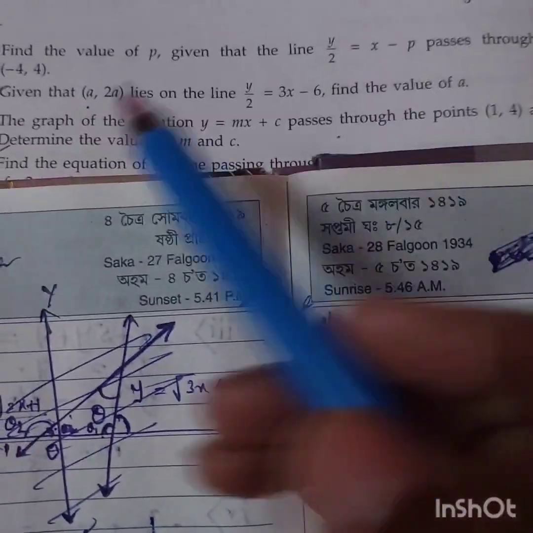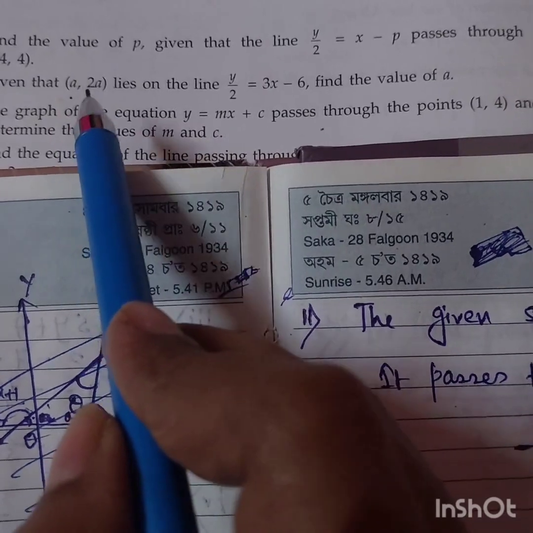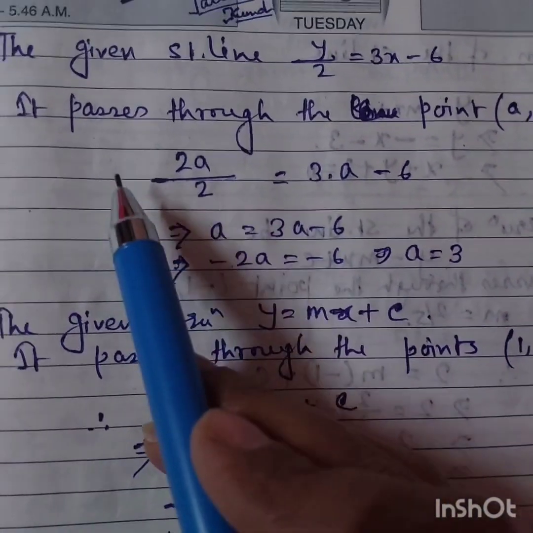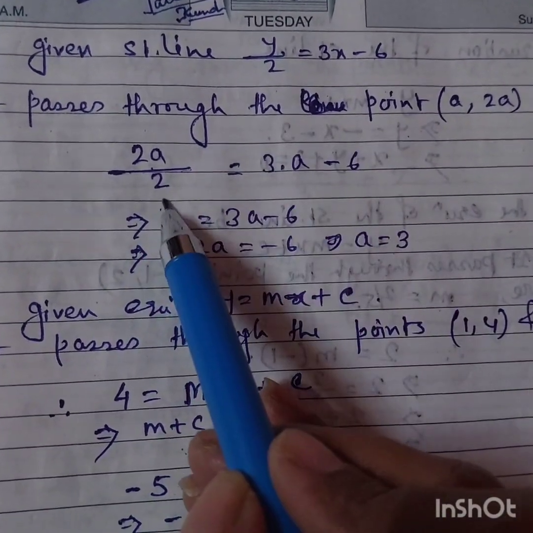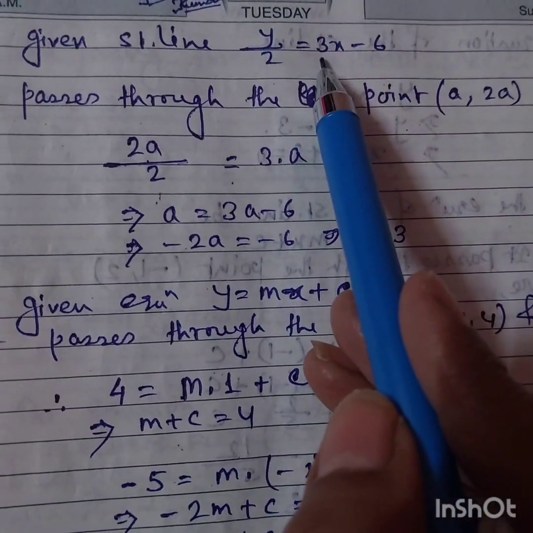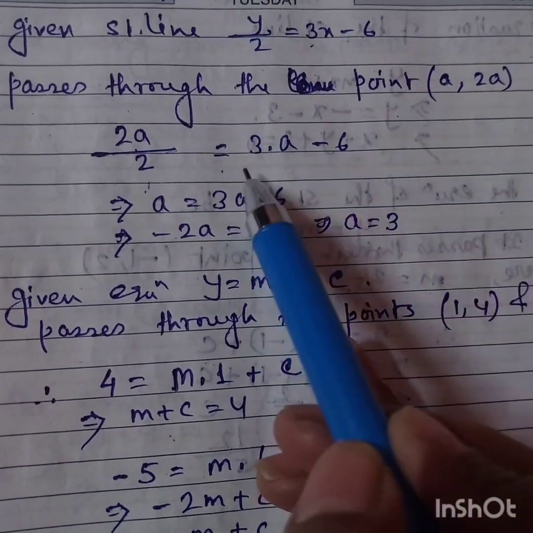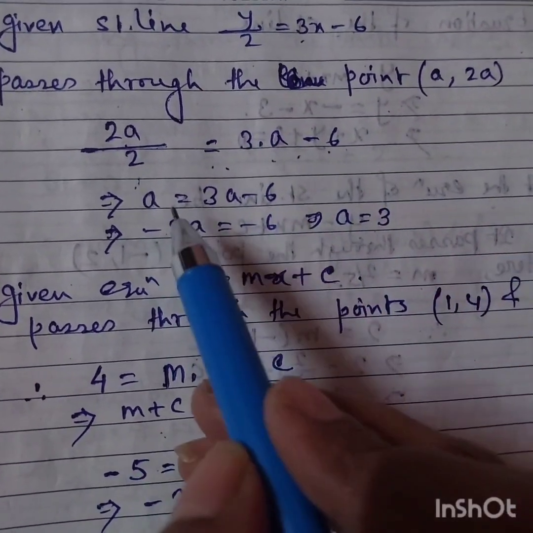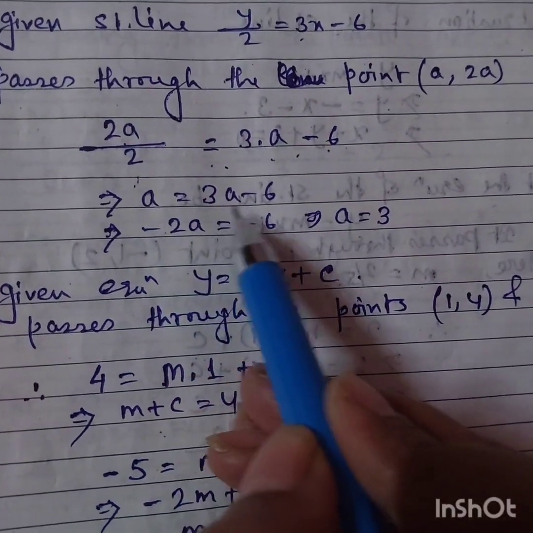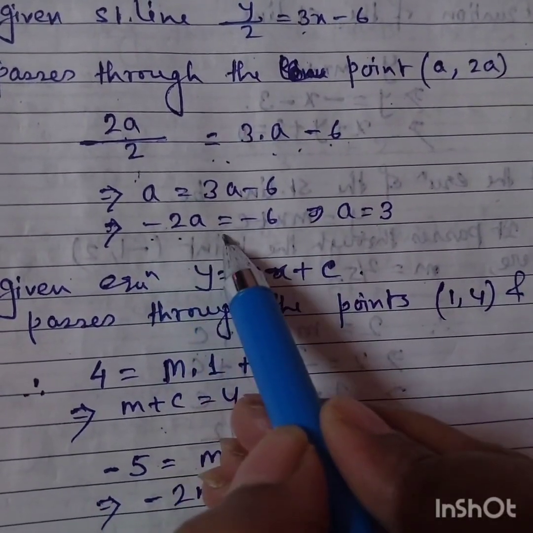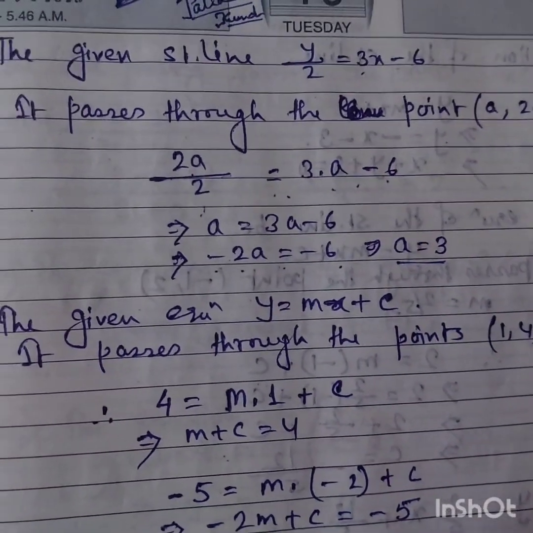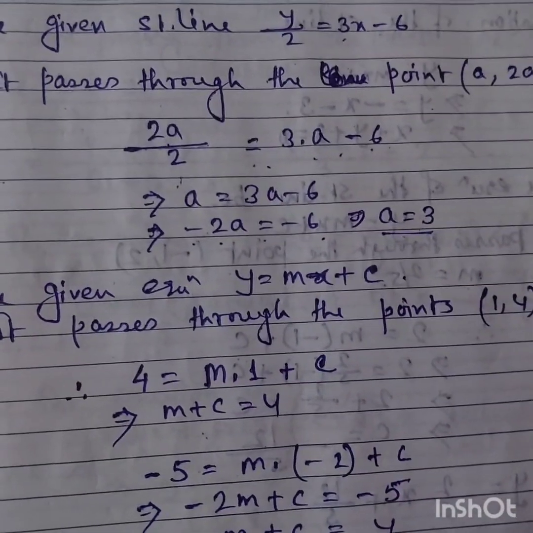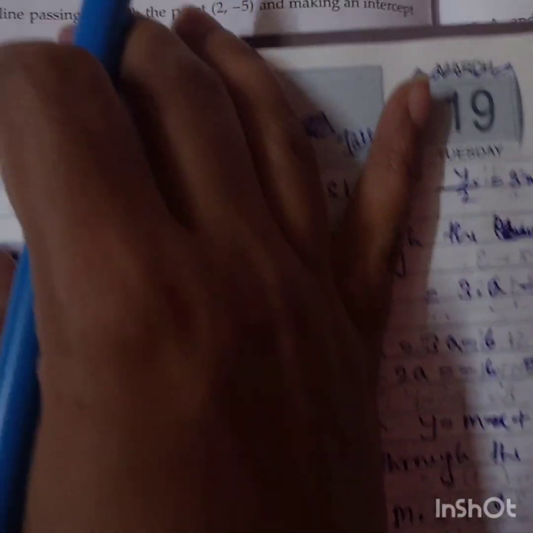So this point lies on this line, means this point should satisfy this equation. Okay, so put the values. In place of y put 2a and 2 is there, that is equal to in place of 3x write 3a minus 6. So 2a is equal to 3a minus 6, that means minus a is equal to minus 6. So answer will be a is equal to 6. This is your final answer. It is very easy sum. Now see the next sum.